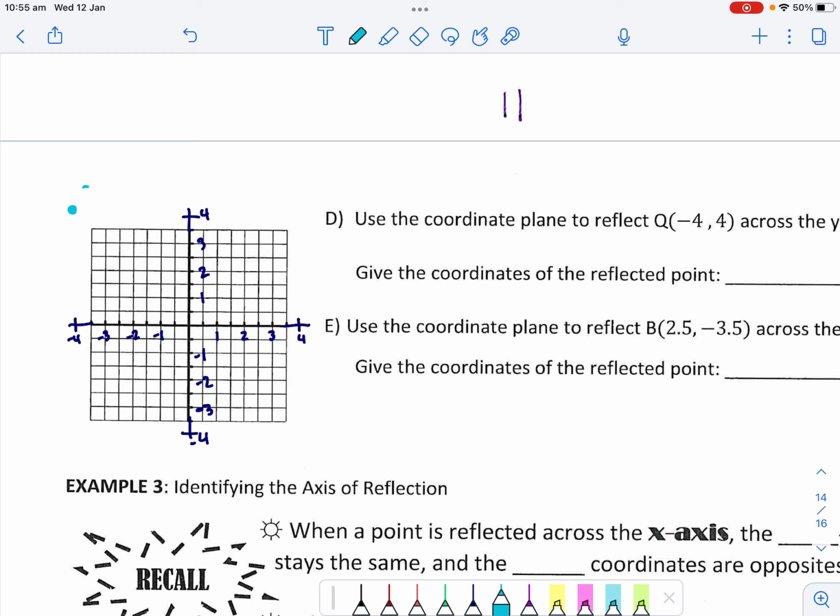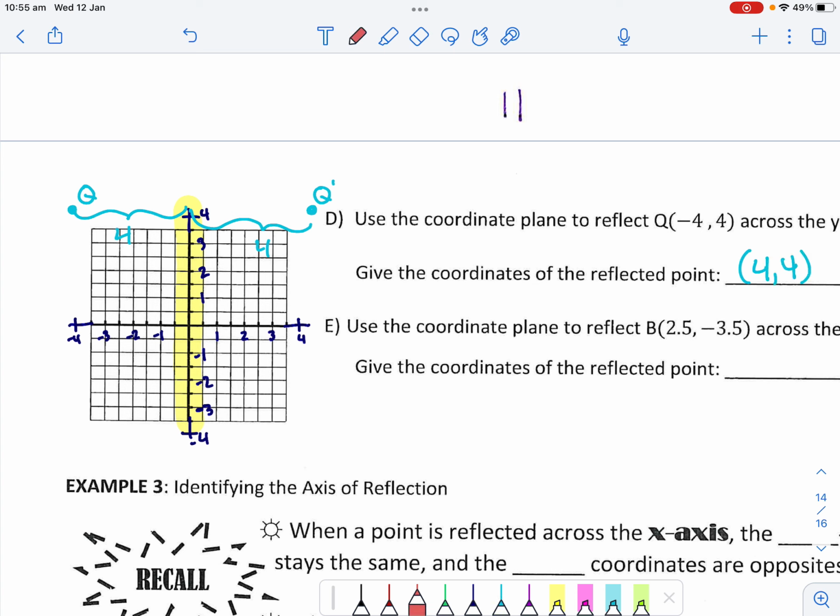So this is going to be point Q. And I want to go across the y-axis this time, so I'm going to go across this one. So I'm 4 units away. So I'm going to go 4 units to the other side. So I'm going to be up here. And this is my Q prime. So (+4, +4).